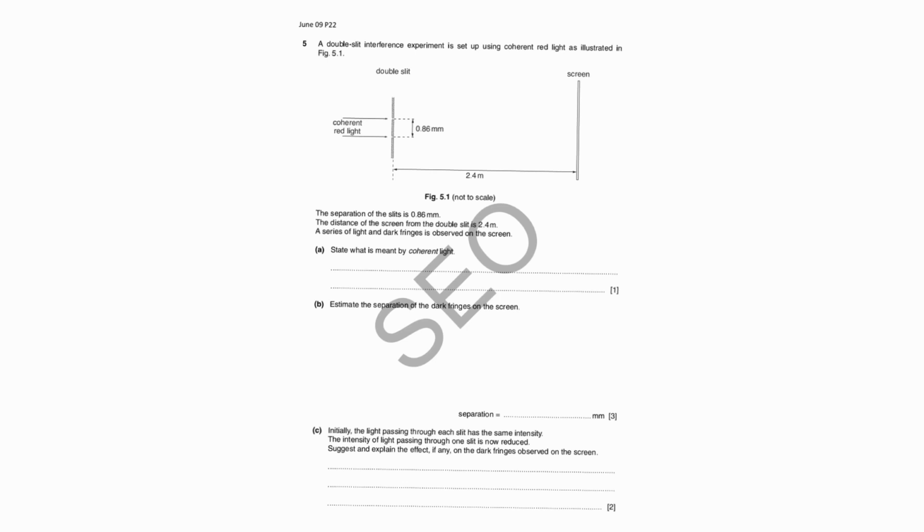So then here you would have to tell them what will happen to the dark fringes observed on the screen. So you would say that the separation of the dark fringes will remain the same, but the dark fringes will become brighter, because the resultant displacement will no longer be zero, as the displacement of the waves will not be able to cancel out each other.